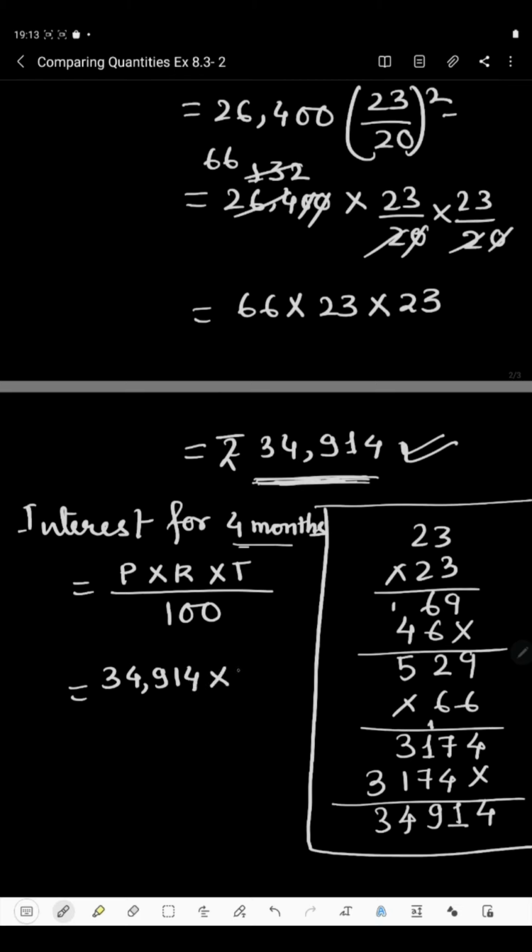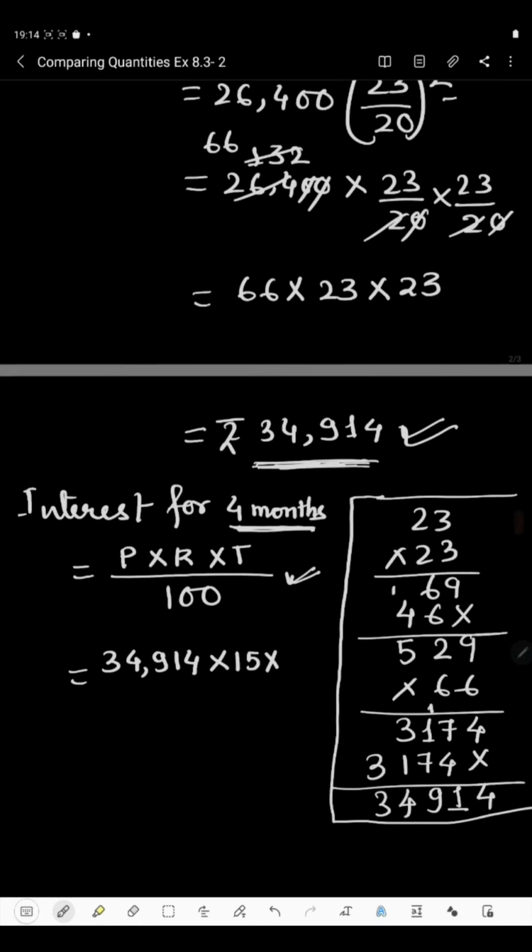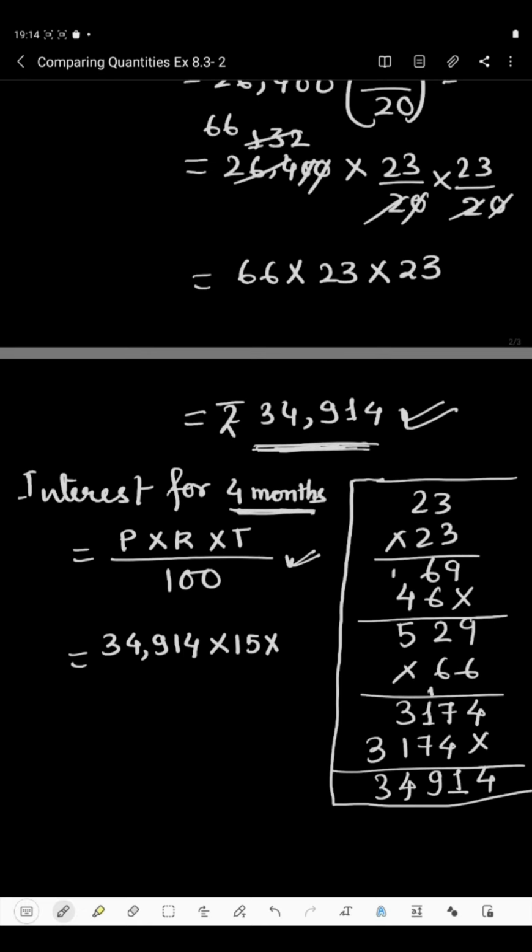34,914 into rate of interest, which will remain the same, 15, into time. Now here it is given 4 months. This formula is for finding interest annually, that means in a year. So time is given in months, and we will have to convert it into years. We know that in 1 year 12 months are there, and out of 12 months we are finding for 4 months, so it will be 4 by 12. Now 100 will remain the same, so 100 into 12.